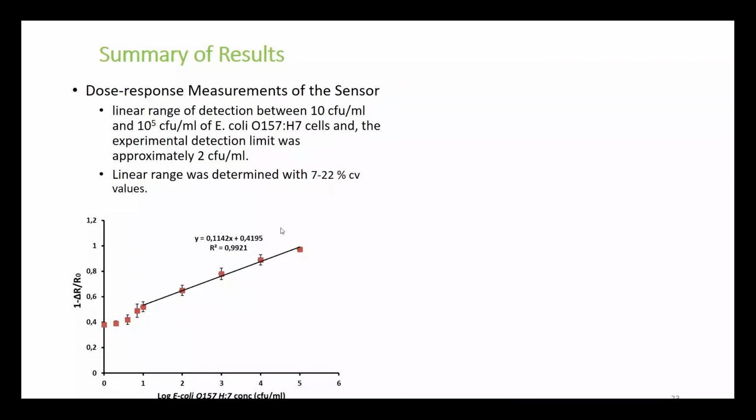This is our result. Experimentally, we can detect 2 CFU per ml of E. coli, but it is not in our linear range. So we prefer to say we are capable of detecting 10 to 10^5 CFU per ml of E. coli, because this is our linear range. And this is our percentage coefficient of variation result, the percentage of standard deviation, a little high at 22%.